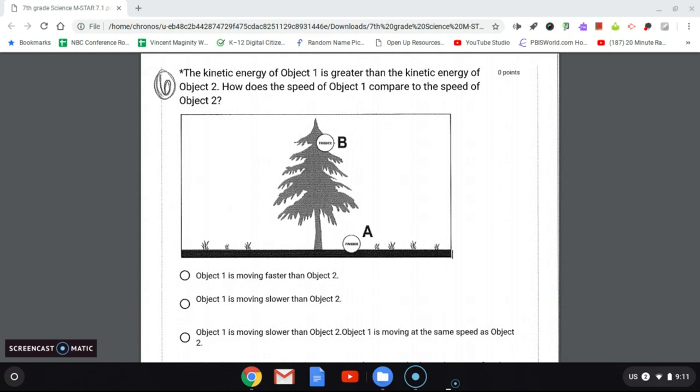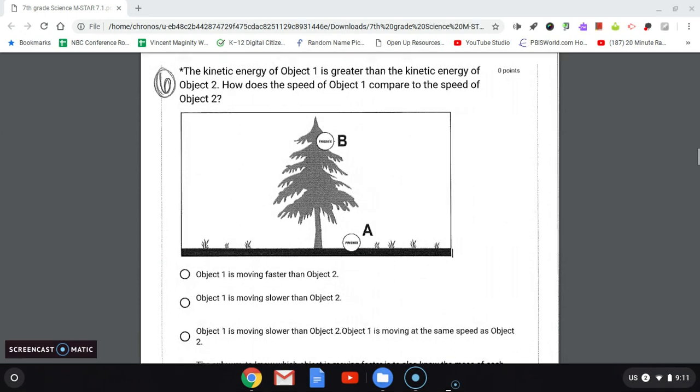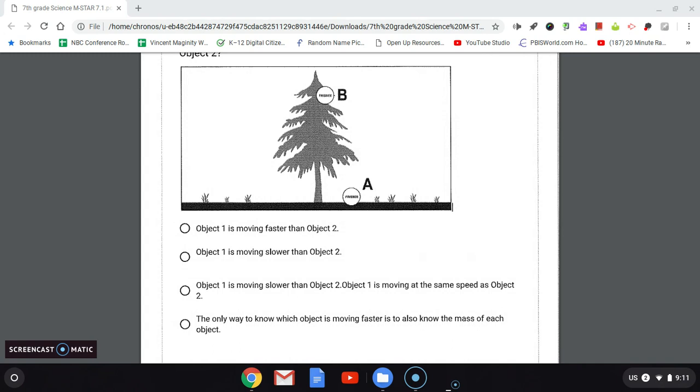Number 6. The kinetic energy of object 1 is greater than the kinetic energy of object 2. How does the speed of object 1 compare to the speed of object 2? Object 1 is moving faster than object 2. Object 1 is moving slower than object 2. Object 1 is moving at the same speed as object 2. The only way to know which object is moving faster is to also know the mass of each object.